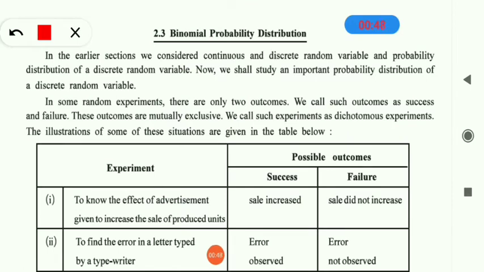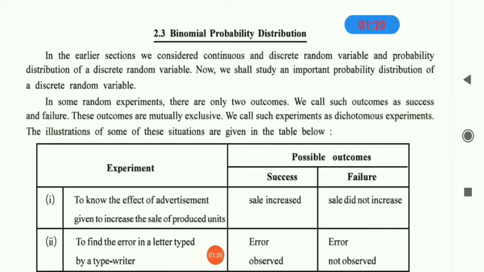These outcomes are mutually exclusive. We call such experiments dichotomous experiments. It's very important. Dichotomous experiment means there are only two outcomes. Suppose it is success or failure, or true or false, yes or no. It means there are only two outcomes. It is called a dichotomous experiment.